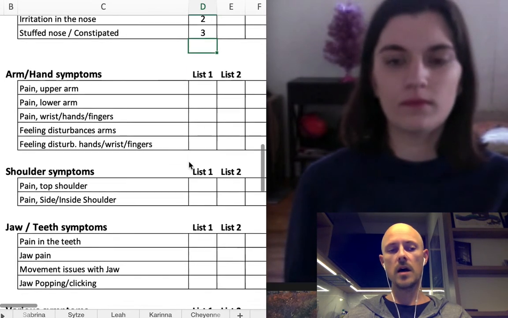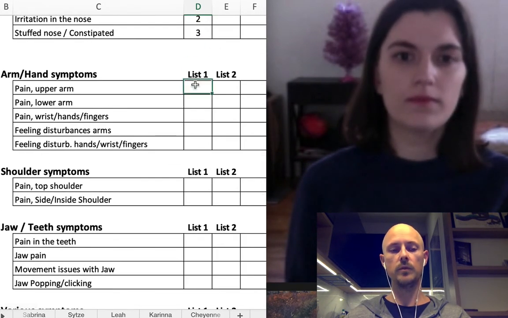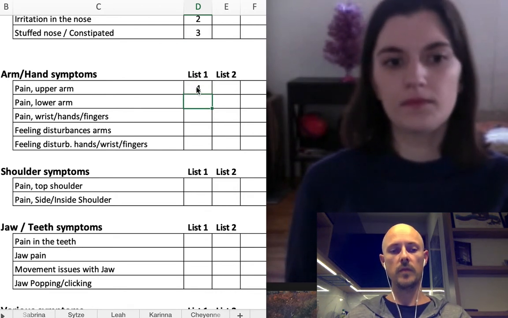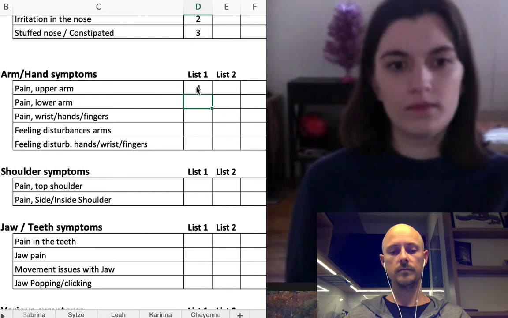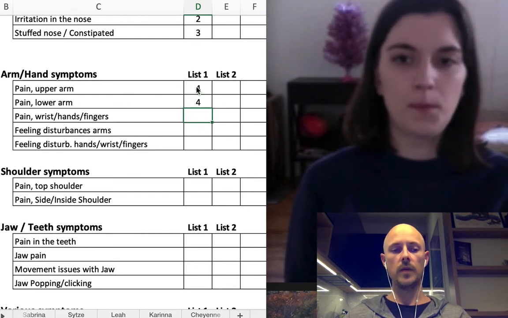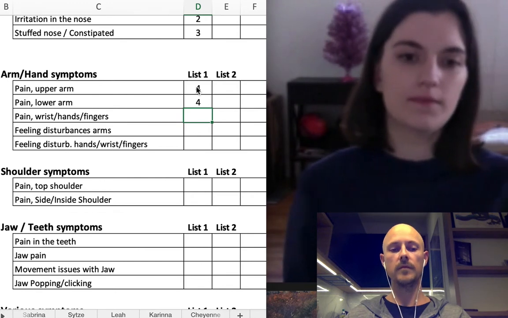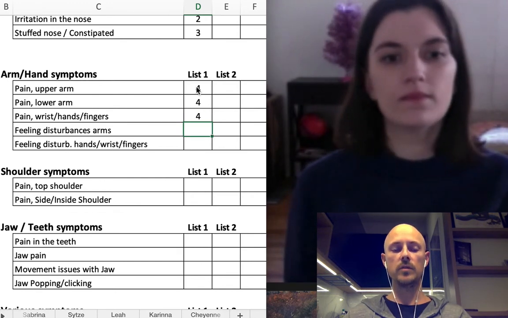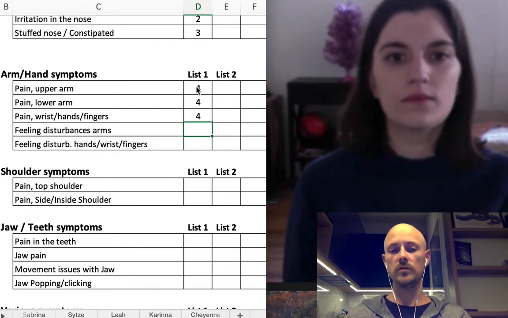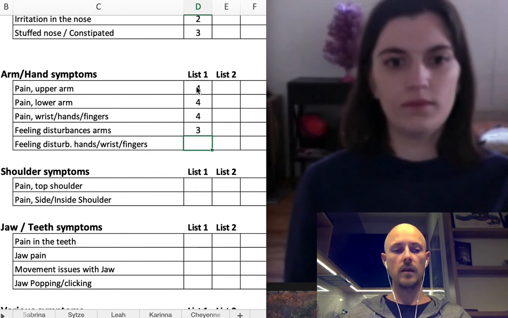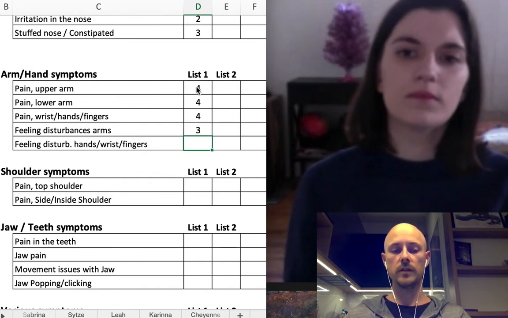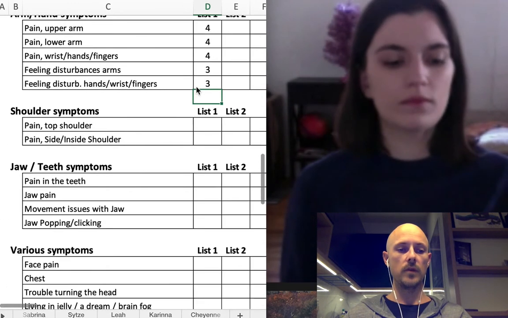And then we have some arm and hand symptoms. So the first one would be pain in the upper arm. 4. Then we have pain in the lower arm. 4. And pain in the wrist, hands, or fingers. 4. And feeling disturbances in the arms, numbness or tingling or... 3. And feeling disturbances in hands, wrists, or fingers. 3. Yeah.